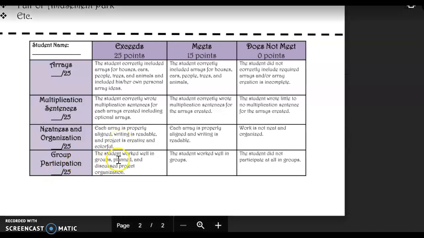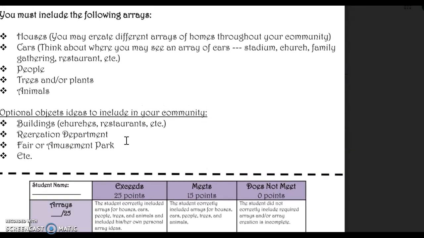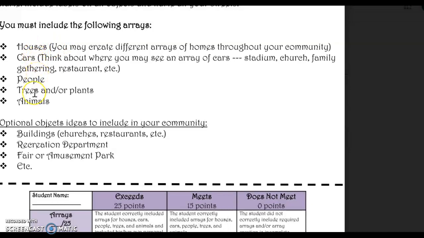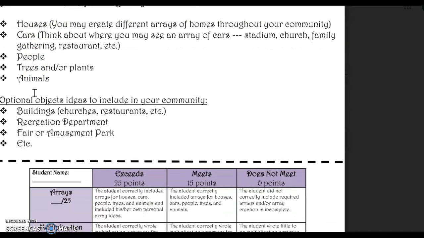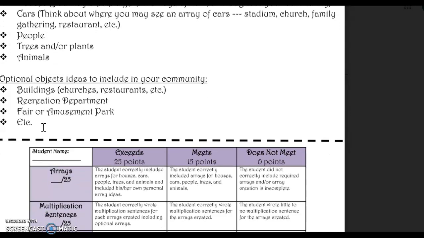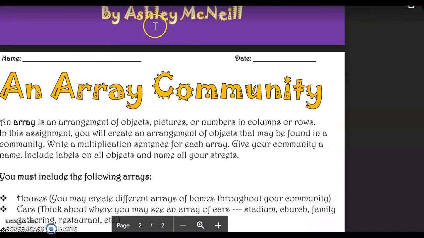And obviously for group participation, we can't do that. So don't worry about that. So this was going to be what you need for Thursday and Friday. Make sure that you're reading what needs to be included. So you need houses, cars, people, trees, plants, animals, some other ideas, maybe buildings, so churches, restaurants, stores, maybe a recreational department. So maybe those of you who've played Upward or like at Hunter Park or Bill Art Park, that's a recreational department. Maybe you want to create a fair or an amusement park to make your community super awesome. So this is the array community.